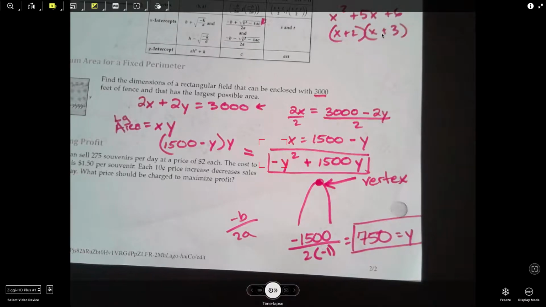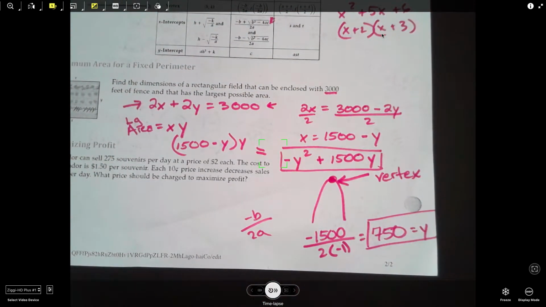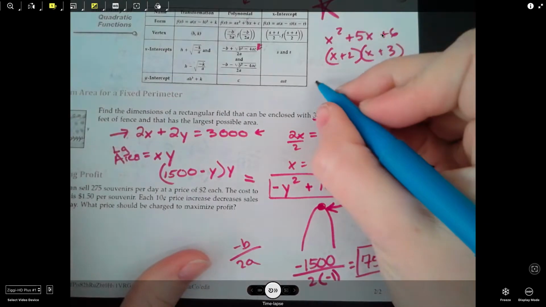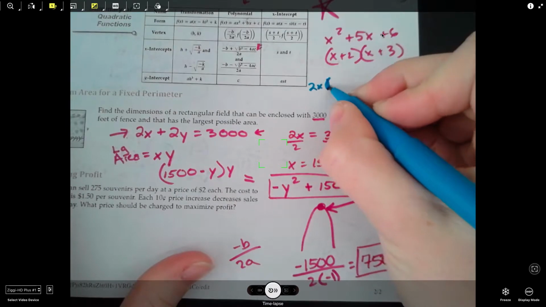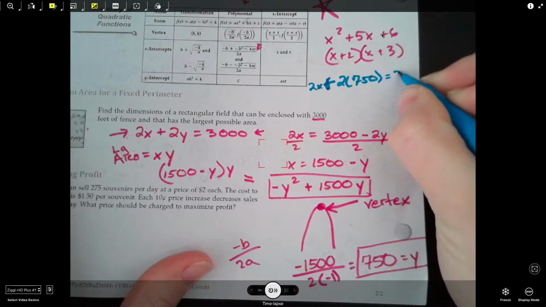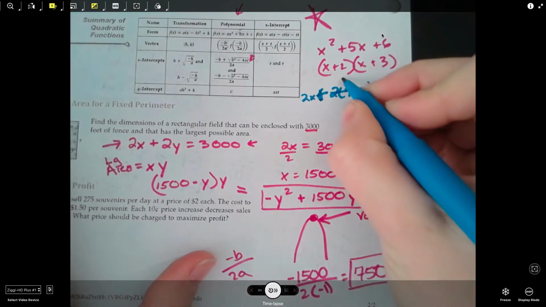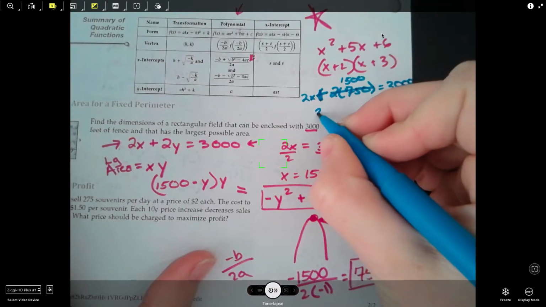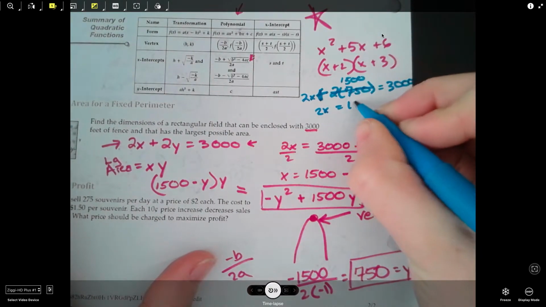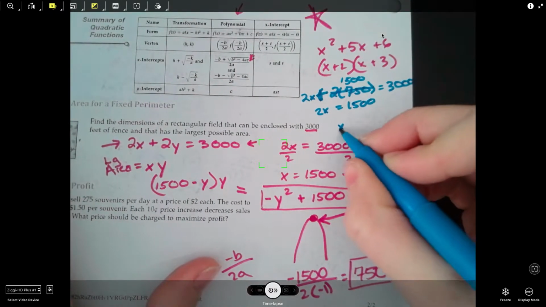Okay? Now, let's plug back into this top one here, and we'll get what x is. Okay? I'm going to run out of room. 2x plus 2 times 750 equals 3,000. 2 times 750 is 1,500, and 2x equals also 1,500. If I subtract over, what's x going to be?